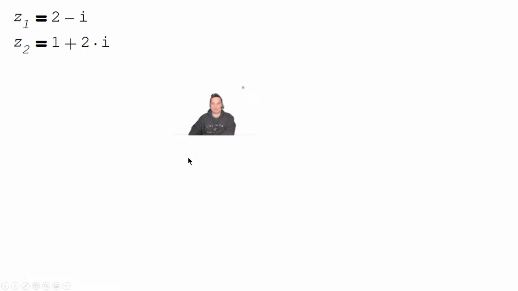Hello friends, in this one I'm going to show you several examples of adding complex numbers. Let's go to the first one. So I have here that z sub 1 is equal to 2 minus i, and z sub 2 is equal to 1 plus 2i. We want to form the sum and then also visualize the sum graphically.